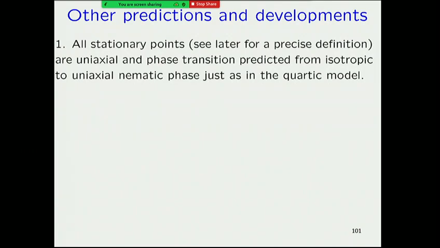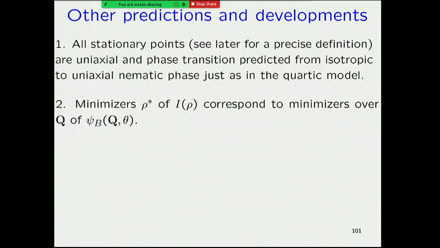But anyway, the stationary points are uniaxial. And a phase transition is predicted from the isotropic to uniaxial nematic phase, just as in the quartic model. Now the minimizers of I of rho, rho star, correspond to the minimizers of the bulk energy over Q.